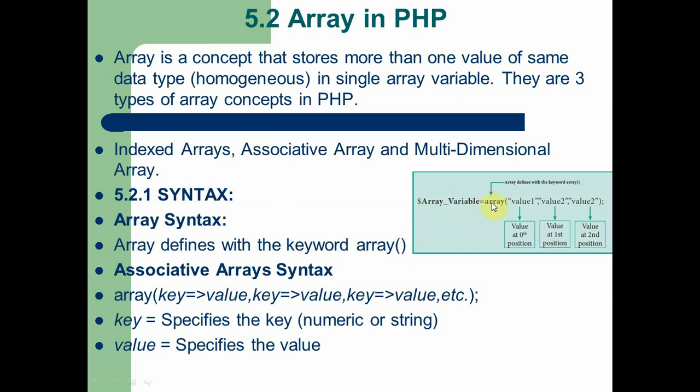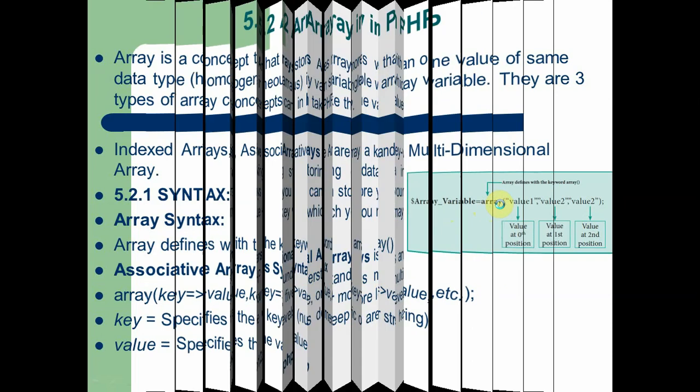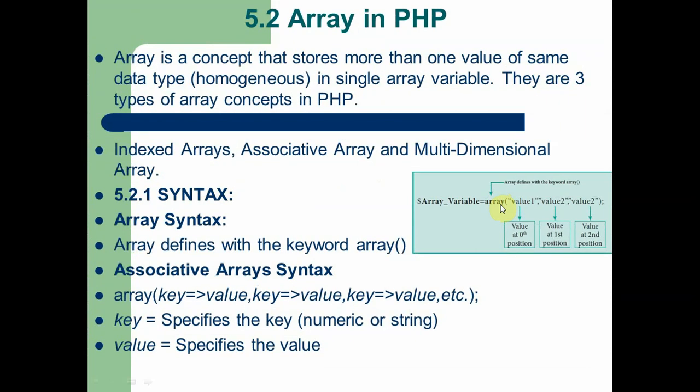After the assignment operator, type the array keyword. It is a keyword, and it is the rule for creating the array variable. After the array keyword, within the parentheses, give the values for this array variable. You can give the values using double quotation marks, and each value should be separated by a comma. This is the simple, first method for creating an array.